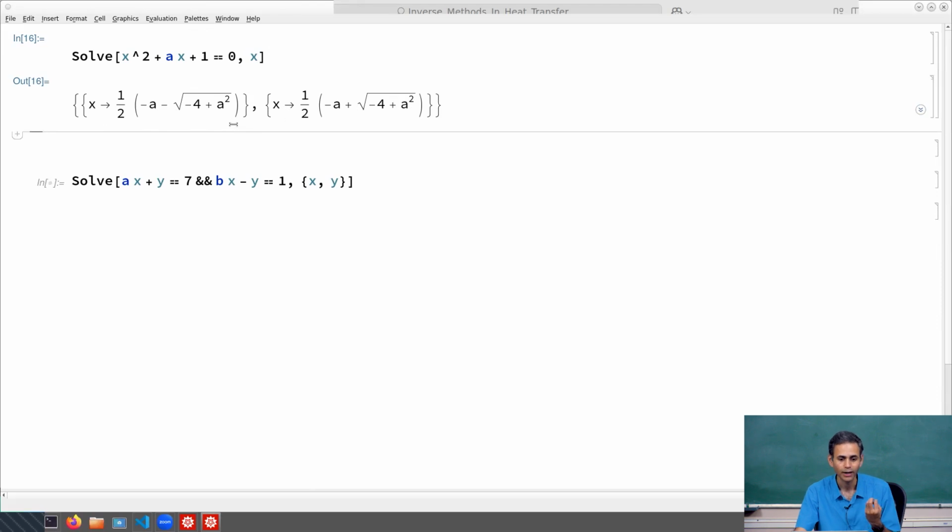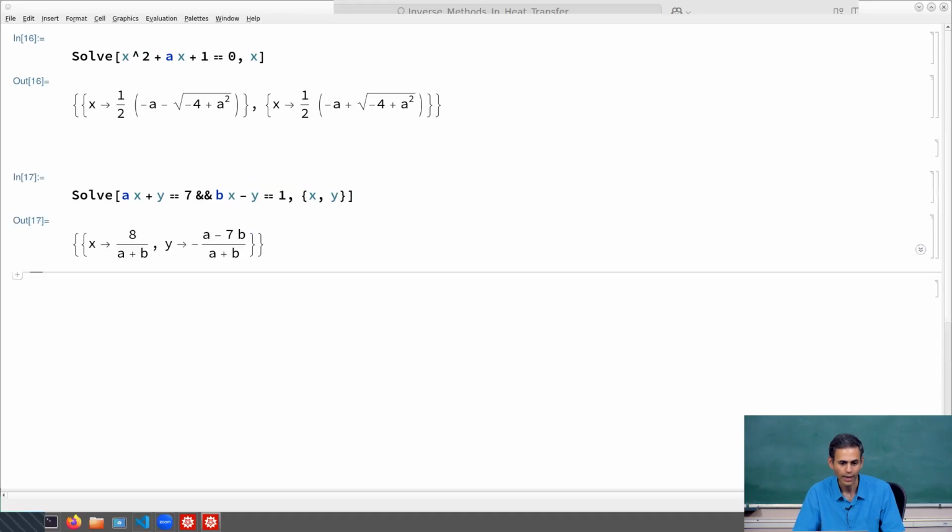Similarly, let us say I want to solve for two variables. What should I do? I write Solve with ax plus y equals 7, that is the first equation. Then I have bx minus y equals 1, that is the second equation. And in the curly braces here, I am going to give x comma y, correct? So this will be solved for x comma y, and it's going to give you x equals 8 divided by a plus b, y equals minus a minus 7b divided by a plus b. So it has given me these two.